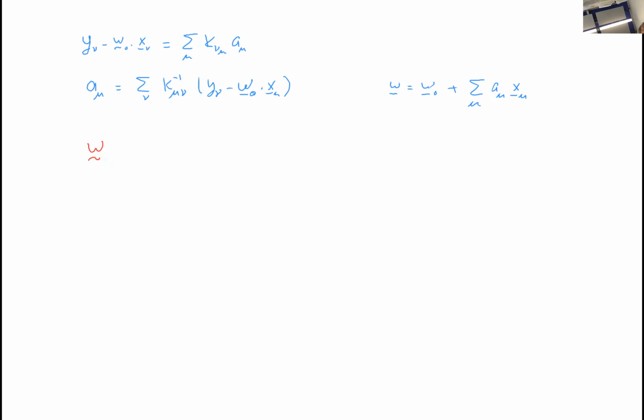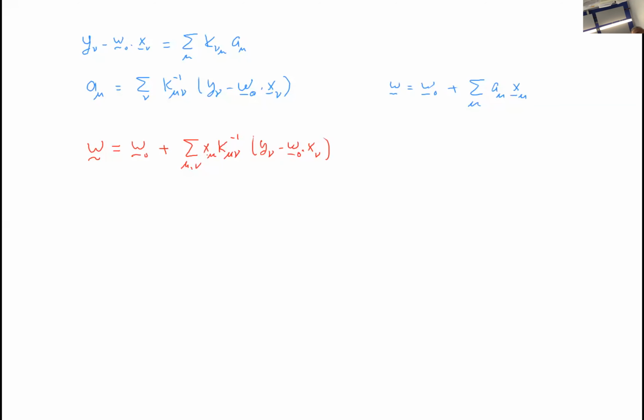So W is equal to W_0 plus the sum on μ and ν of K_μν inverse (Y_ν minus W_0 dot X_ν) times X_μ. And actually I should put the X_μ on the other side.